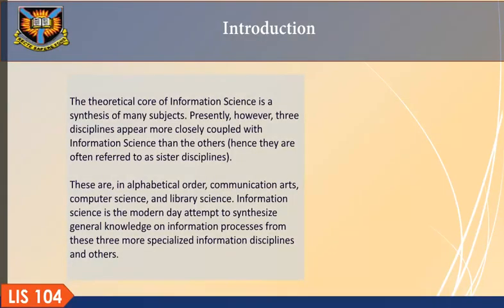Introduction. The theoretical core of information science is a synthesis of many subjects. Presently, however, 3 disciplines appear more closely coupled with information science than the others, hence they are often referred to as sister disciplines. These are, in alphabetical order, communication arts, computer science, and library science. Information science is a modern-day attempt to synthesize general knowledge on information processes from these 3 more specialized information disciplines and others.